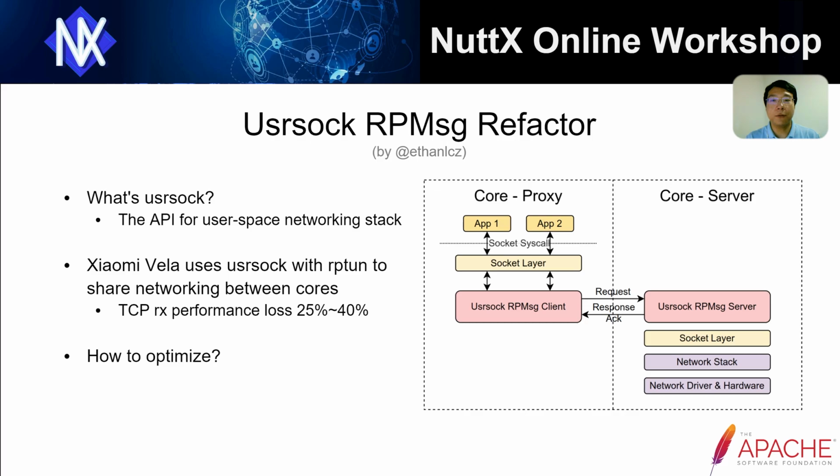Vela uses UserSock with RP tunnel to share networking between cores, because Vela may run differently configured NuttX on different cores, but they all need access to the internet. As shown in the figure, we may design products using a core with a full network stack as the server, while other cores may access the internet by using UserSock as a proxy. The UserSock RP message client will relay the socket requests to the UserSock RP message server, and the server side will do the actual work by its network stack.